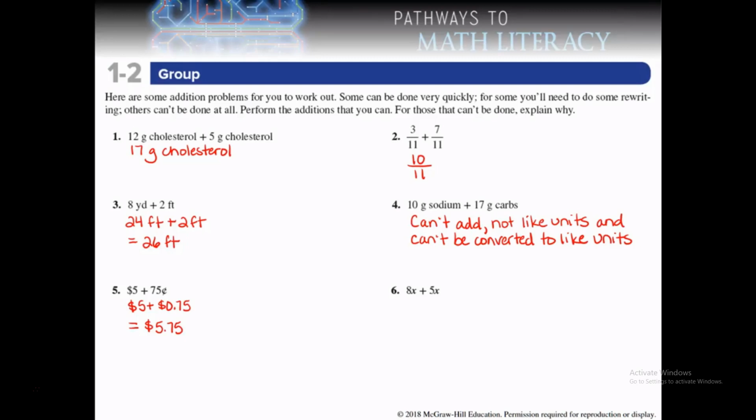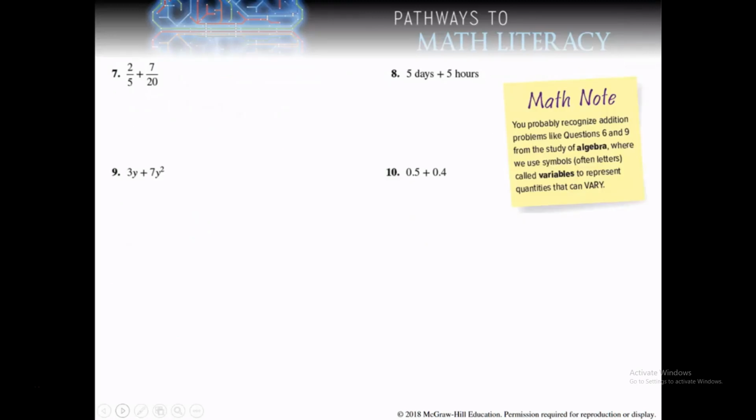Well, those are already like terms because they both have the x on them, so that would be a total of 13x. In 7, 2/5 plus 7/20. Well, those are not like units or like terms, but I can make them the same. So I'm going to convert them both to 20ths. I have 2/5 plus 7/20.